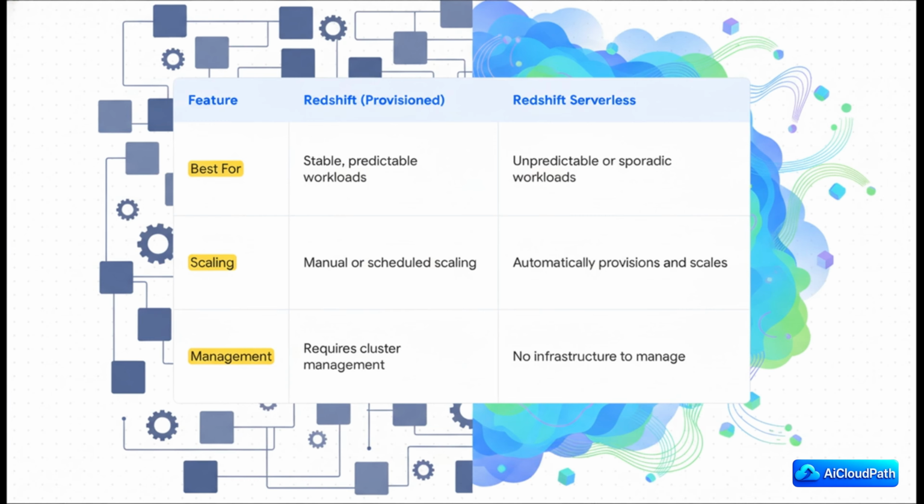But on the other hand, Redshift Serverless is a total game changer for those unpredictable workloads. Think about a retail company having a flash sale. With Serverless, Redshift just automatically scales up to handle the rush and then scales right back down when it's over. You only pay for what you actually use. And the best part? Zero infrastructure for your team to worry about.